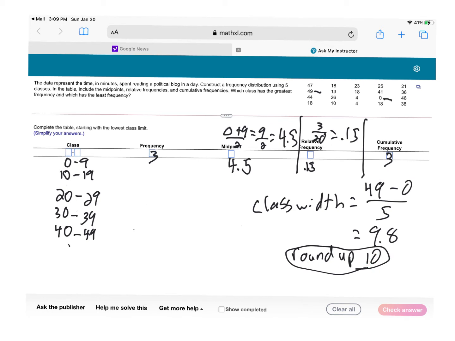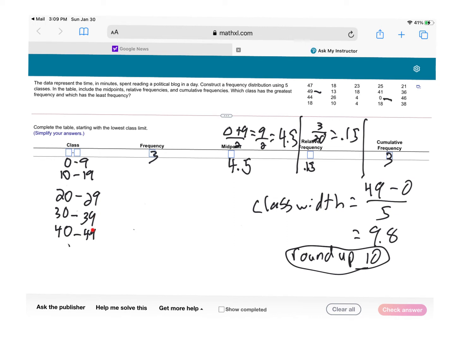So you start at the smallest value, 0. You don't have 5 of them. You start at 0, and then you add 10, and that gives you what they call a lower limit. So 0 plus 10, 10 plus 10 is 20, 20 plus 10 is 30, 30 plus 10 is 40. So that gives you the lower class limits.